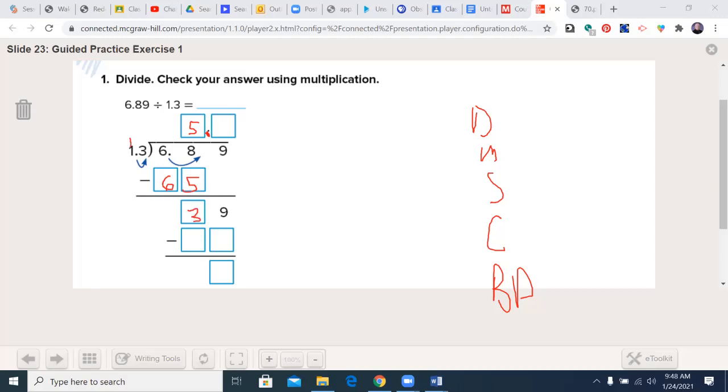3 is less than 13, so I bring down my 9, and I have 39. For whatever reason, my 13 times 3 I am actually pretty good at. So I know that it's going to be a 3. That's my divide step. 39 divided by 13. I multiply. 3 times 3 is 9, and 3 times 1 is 3. I subtract. I have a 0. I compare. 0 is less than 13. There's nothing to bring down. My answer is 5.3.